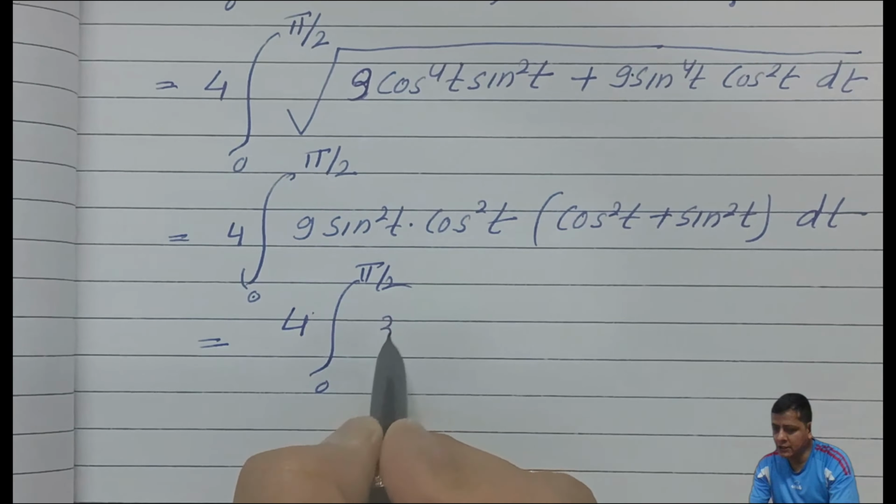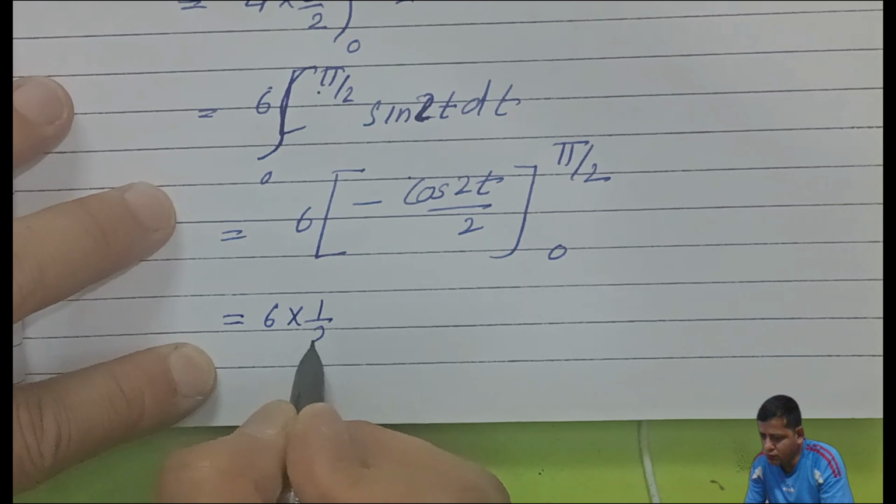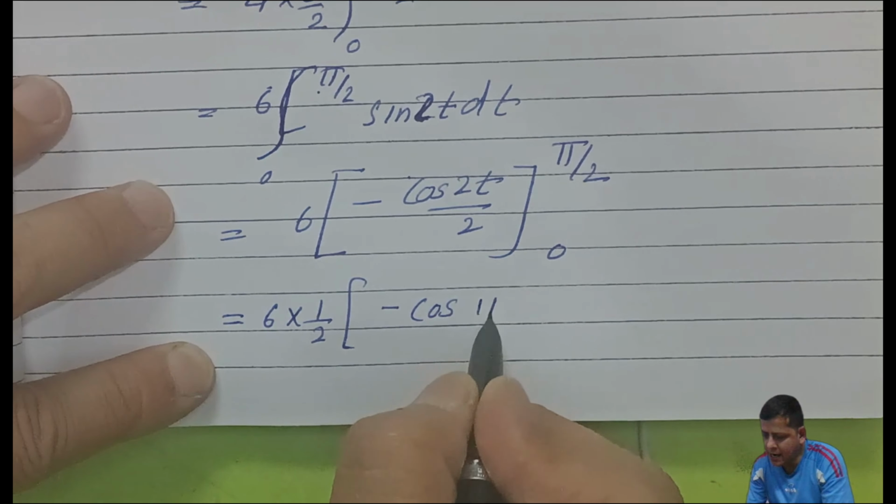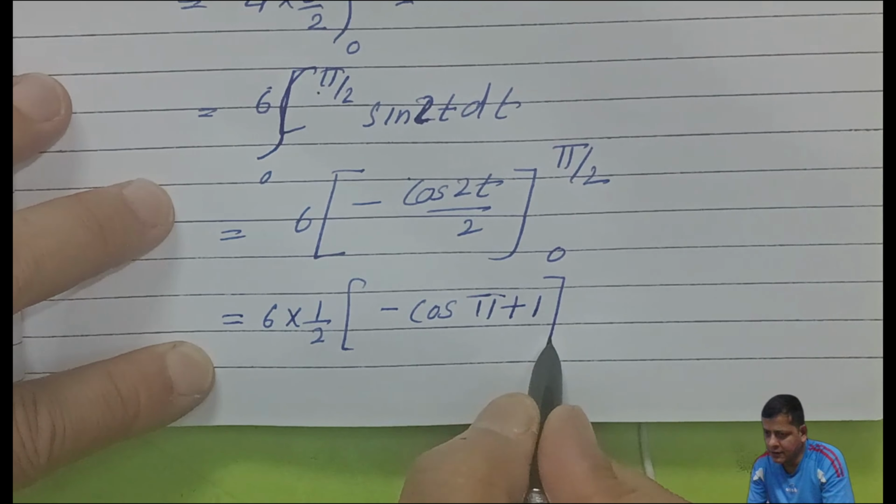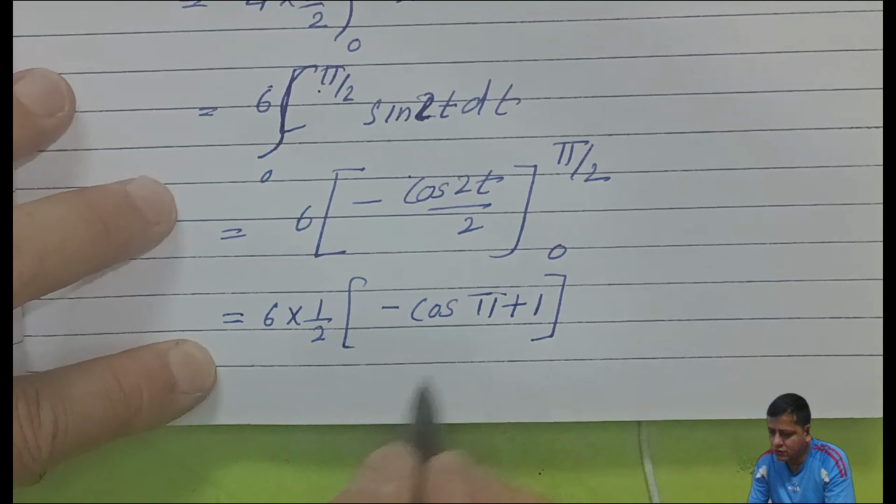So this can now be integrated by putting in the values, and then we get minus cos 2t by 2 from 0 to pi by 2. Now, finally, we can go with 6 into 1 by 2, bringing it outside, minus cos pi plus 1. Yeah, that's what we get. So for the simplification, we get 3 into 2, which is nothing but 6. So our answer is 6.